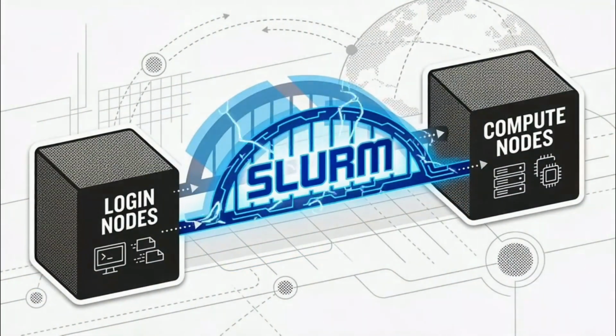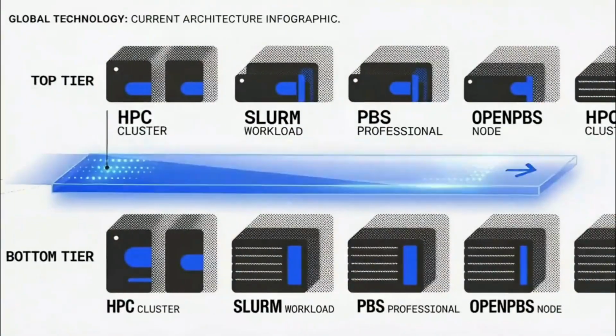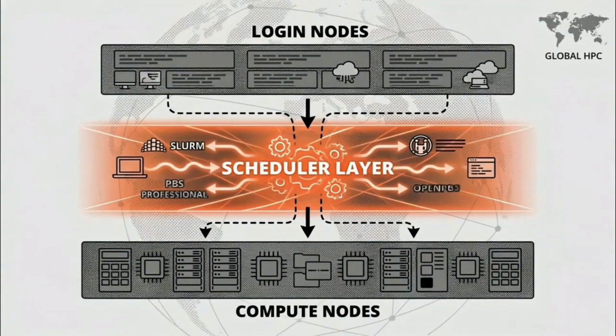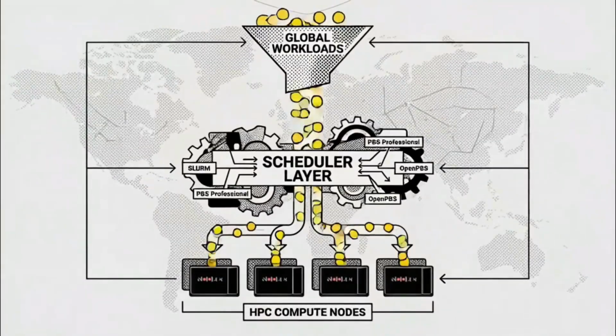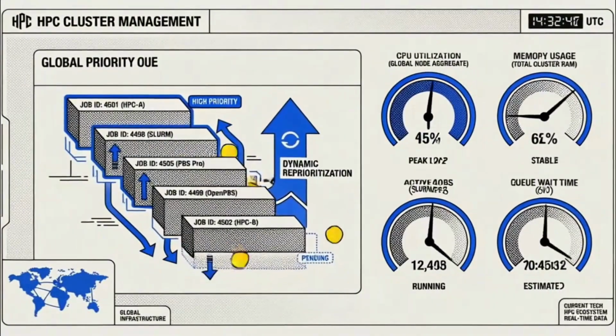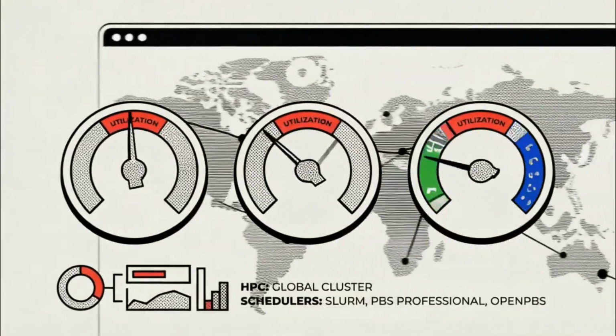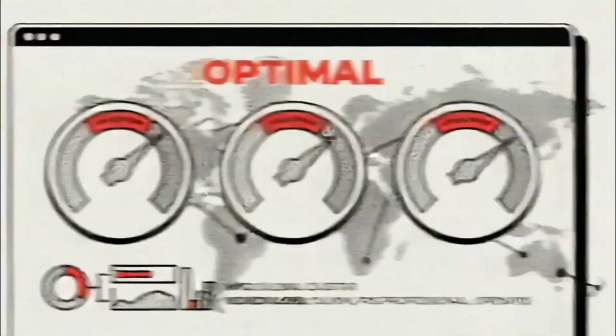The job scheduler, SLURM, the bridge between login and compute. The job scheduler is the software layer that sits between the login nodes and the compute nodes. It manages the allocation of compute resources to user jobs, enforces priority and fairness policies, tracks resource utilization across the cluster, and ensures that compute capacity is being used efficiently.